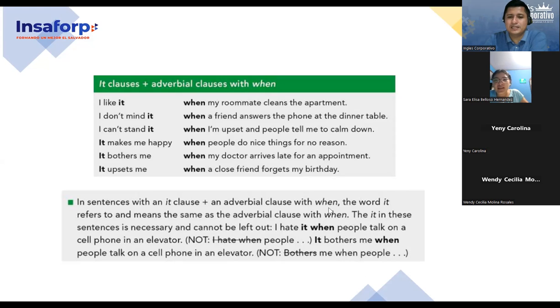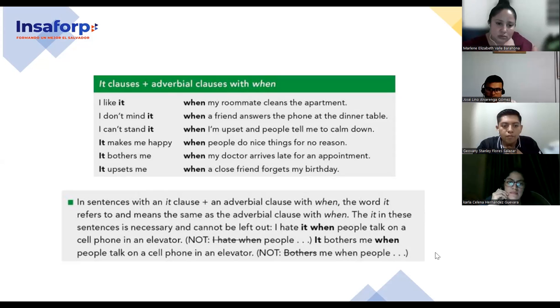Okay, what this information is telling us is just don't forget this little thing that is it in those phrases, because you need to have it. Whenever you use these phrases, you have to have this pronoun, which is it, just to complete the idea. Let's have some practice on this one.